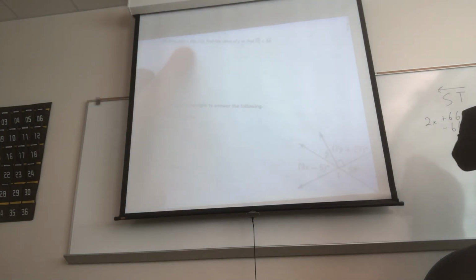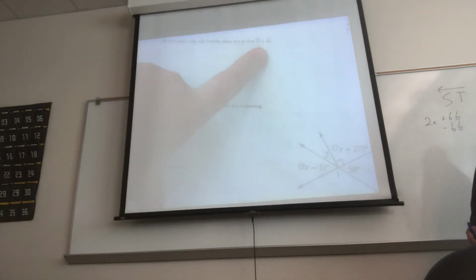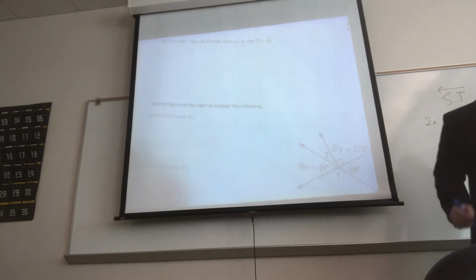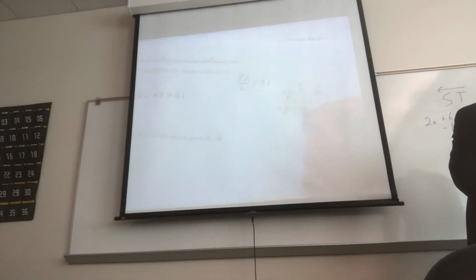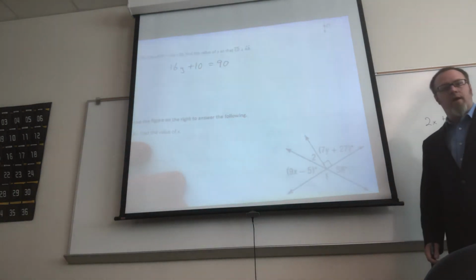If the measure of AED, that's this one right here, is 16y plus 10, find the value of y so that these two lines are perpendicular. That's going to make this a right angle. That's going to make that 90 degrees. So it's just 16y plus 10 is equal to 90. I set that up, I solved that out. I should be able to figure out y from there.